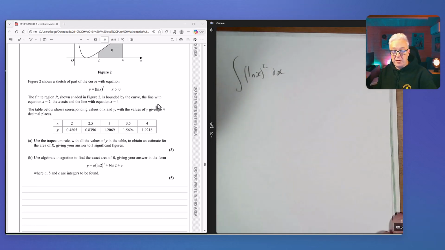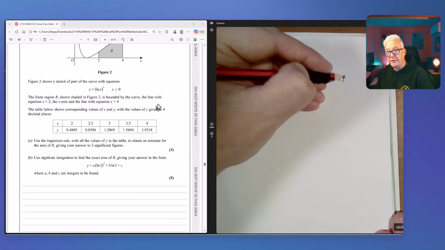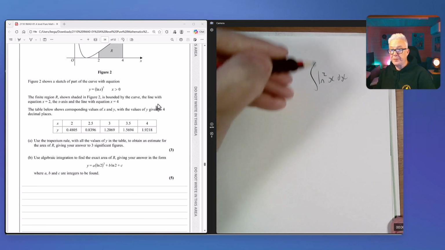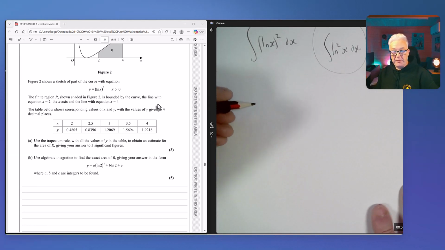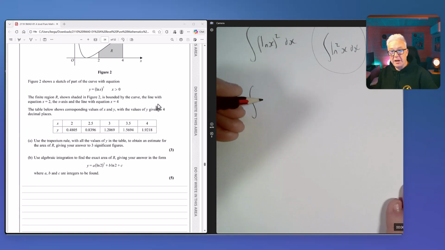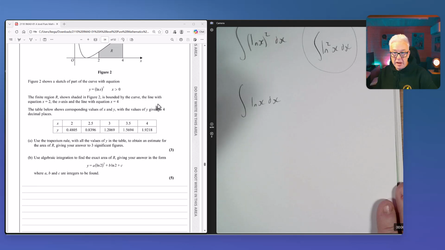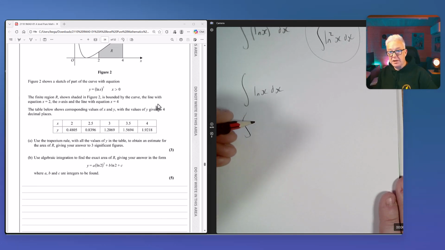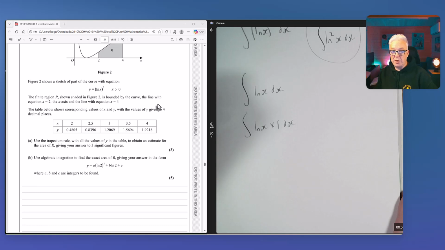And by the way, they could have written that as ln²x dx. If they'd chosen to write it like that, that would mean the same thing. Now let's start off by first of all going back a step and integrating just ln(x) dx. There's a little trick for integrating ln(x), and that is to think of it as ln(x) times 1, and we're going to use integration by parts.